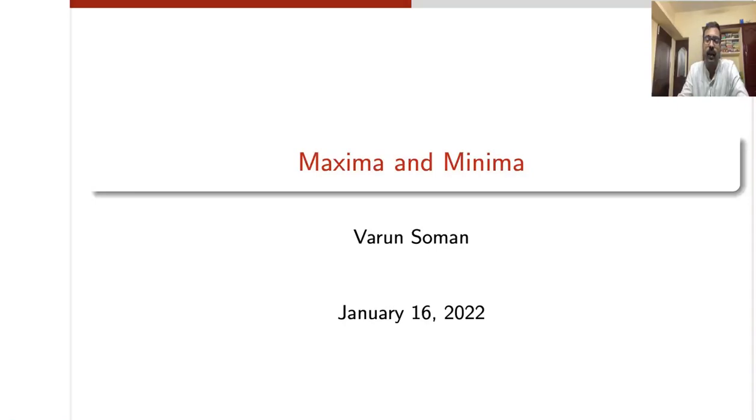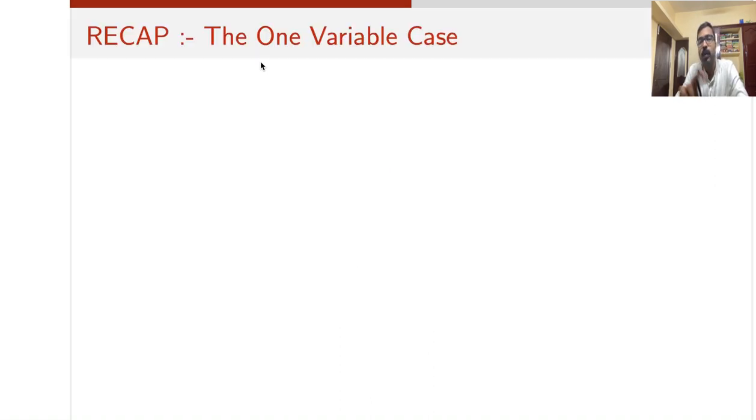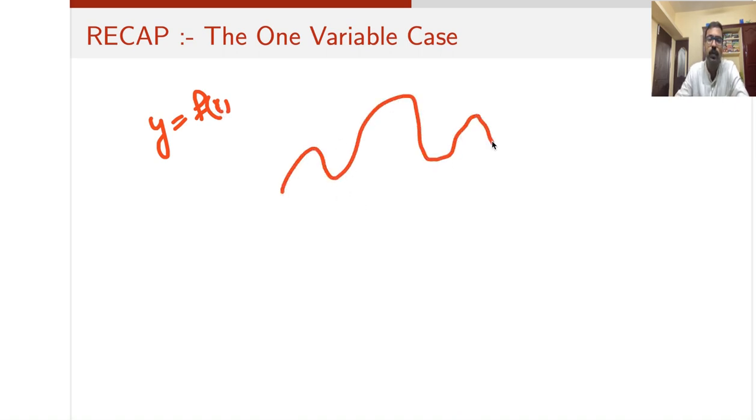Hi, in this session we'll learn how to find the maxima and minima of functions of two variables. We have already studied how to find the maxima and minima in the one variable case. So how will you find it? Suppose you have a one variable function, y is equal to f of x. When you draw the graph, the curve will look like this.